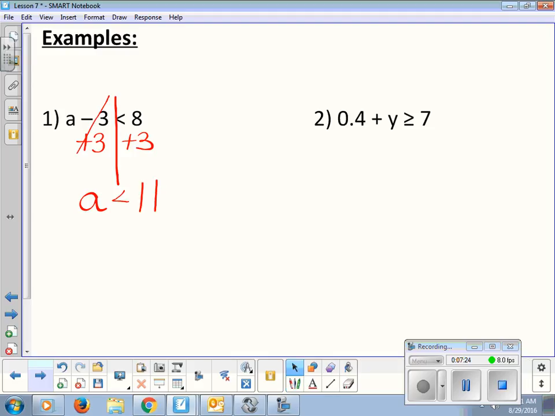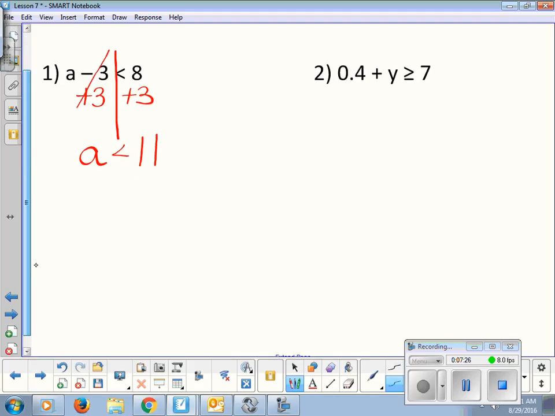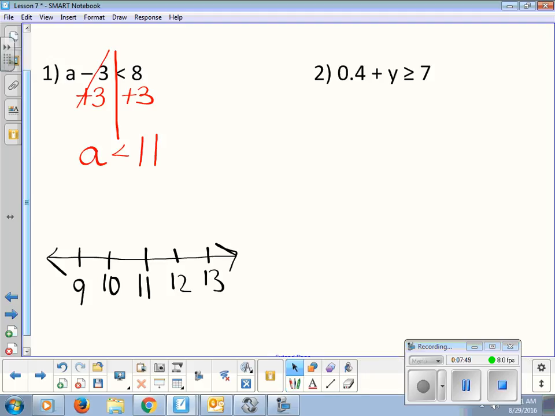11. So if we were to go ahead and graph this on a number line, I'd put my solution in the middle, so I'm going to start with 11. When you go to the right, your numbers are increasing, so I could fill this in with 12 and 13. And when you're going to the left, your numbers are decreasing, so 10 and 9.